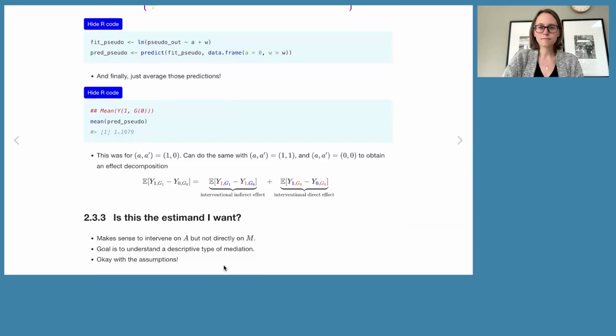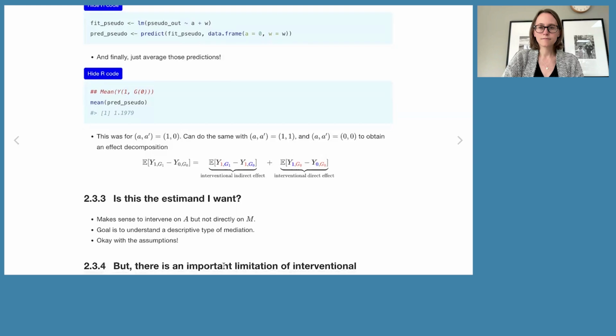Okay, we do want to ask ourselves now, what are these effects? What are they identified? What assumptions do we need for identification? We now need to ask ourselves, is this the estimand that I want? It might make sense, theoretically at least, to intervene on that treatment or exposure variable A, but not directly on your mediator variable or variables. Again, if we want to understand a descriptive type of mediation, we have to be okay with the assumptions as well.